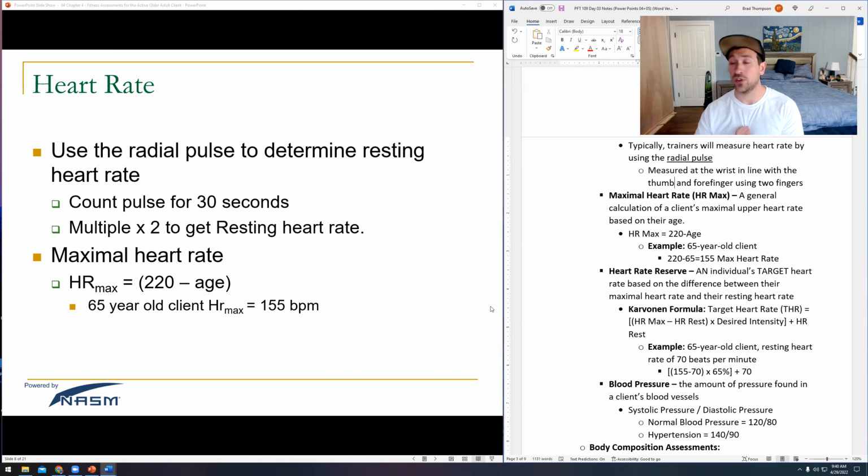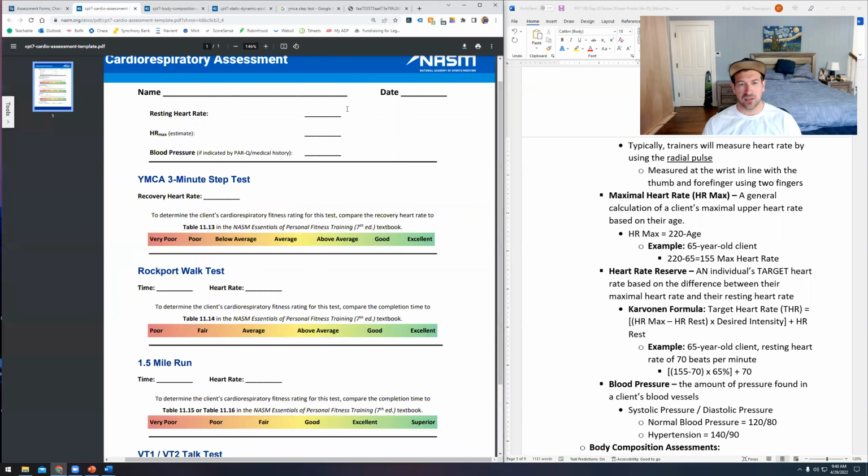Me personally, I do a full 60 seconds because my clients sometimes might get nervous at a stranger coming around to check their pulse. If I do it for a full 60 seconds, it gives them time to relax and calm down because we're just sitting there quietly and they're just breathing normally. So that's the version I like. But either way, you're going to get that number and punch it in to their resting heart rate. Next one we're going to do is calculate out their heart rate max.